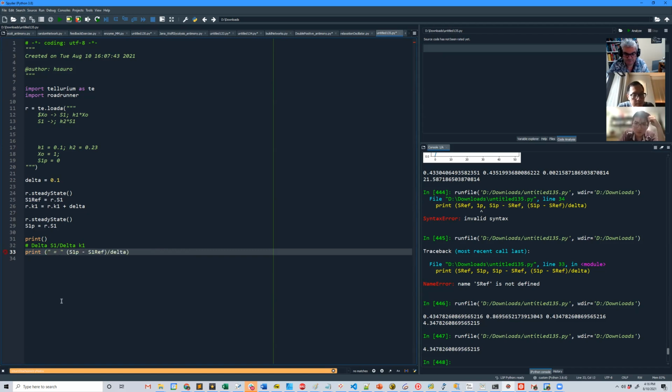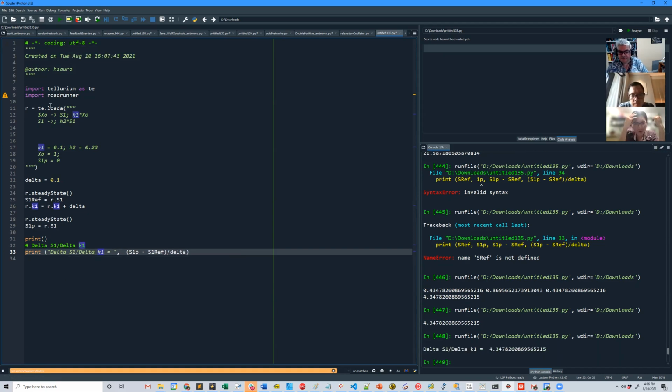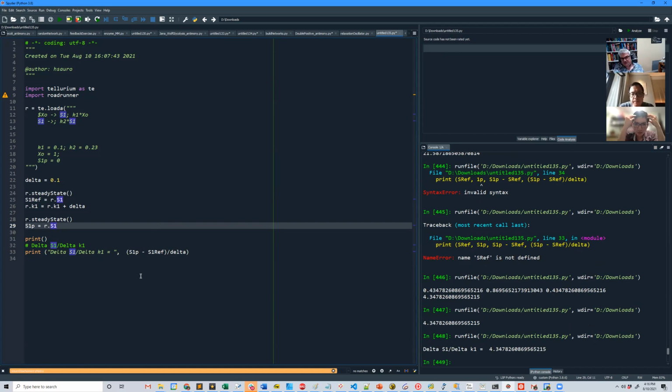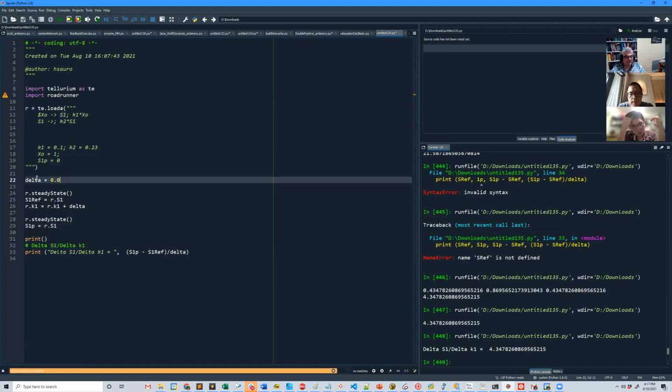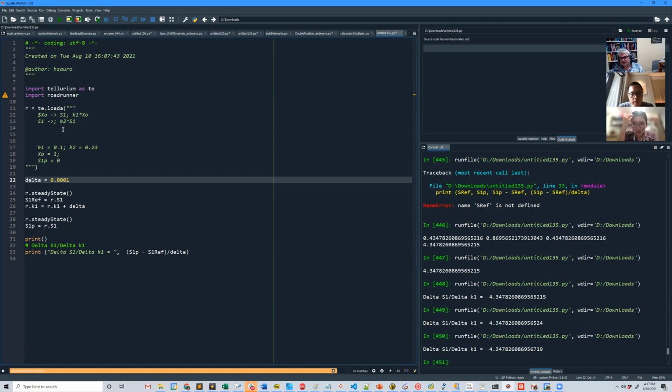And just to know what this is, this is D, this is delta S1 divided by delta K1. Right, that's what it is, okay? Oh, I see. All right, that's basically what it is. I'm making a change in K1 and looking at the change in S1 at steady state. What happens if I make delta smaller? Oh. Well, it's hardly changed. What happens if I make it even smaller? No, it hasn't changed. What happens if I make it bigger?